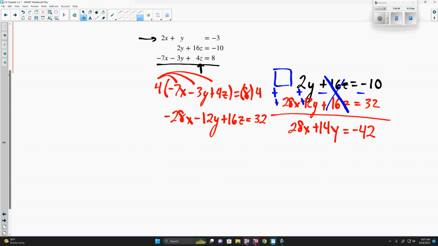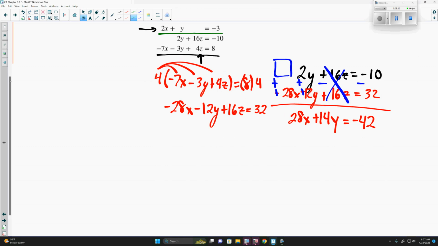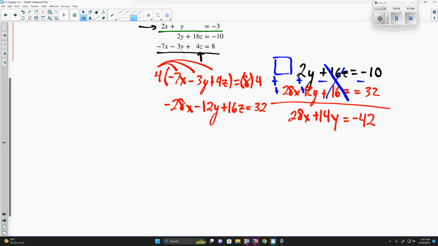Now at this point, we have two equations. We have our original equation, 2x plus y is equal to negative 3, and 28x plus 14y is equal to negative 42. So we need to make another choice. We need to determine if we're going to eliminate x or y next. Which one do we want to eliminate? Y. Now to eliminate y, we need the y's to be the same.